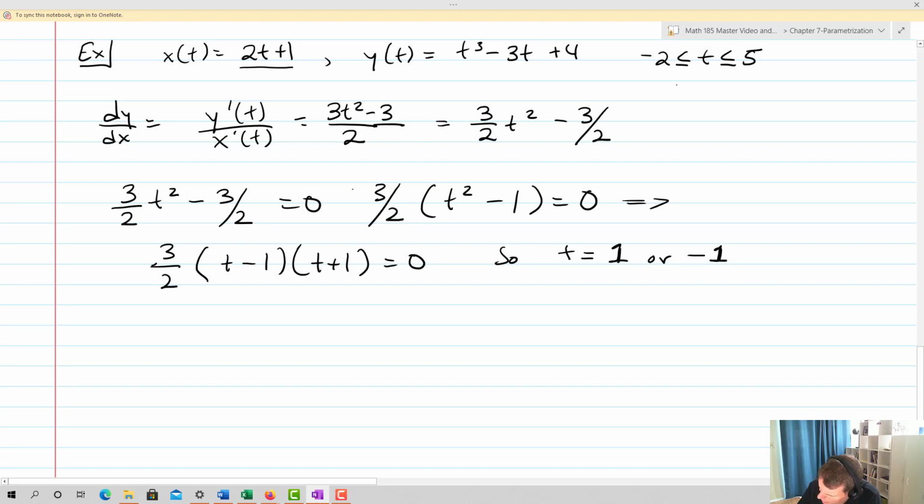We look at our interval, and our interval contains both negative 1 and 1. So t equals 1 or negative 1 are the critical points.